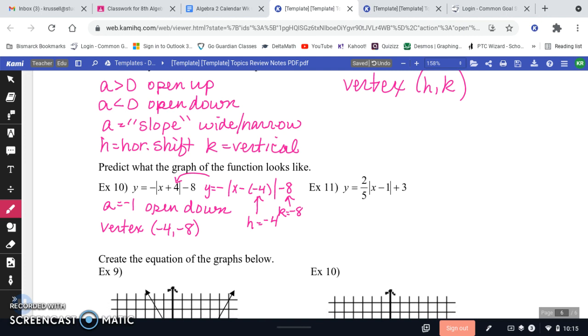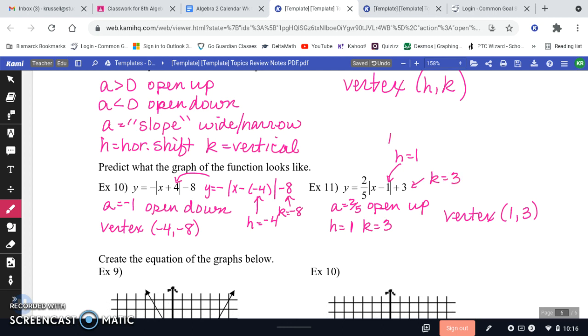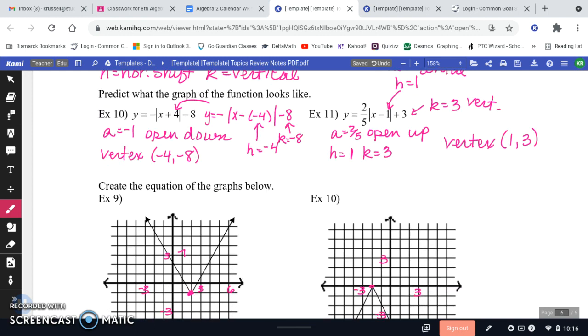So same thing here, my a is 2/5, it's positive, it's going to open up. My h is 1, my k is 3. So my vertex is going to be at 1, 3. So what's getting subtracted? x subtract what? It's subtracting a 1. h is 1, k is 3. So horizontal shift, vertical shift.